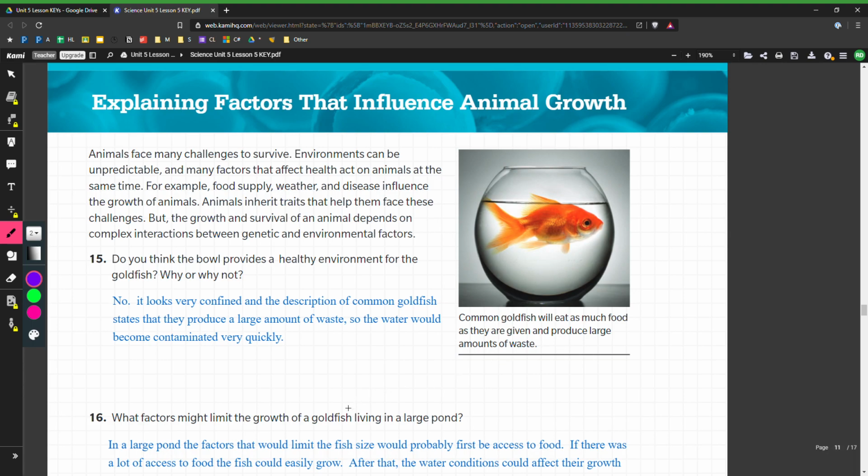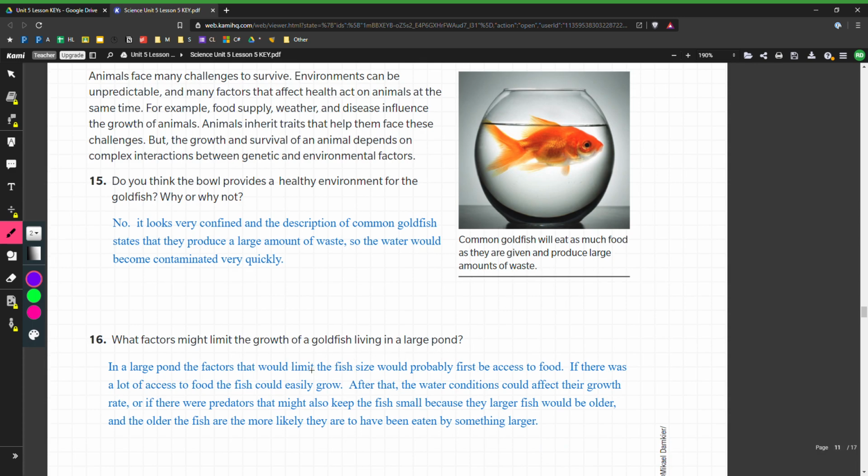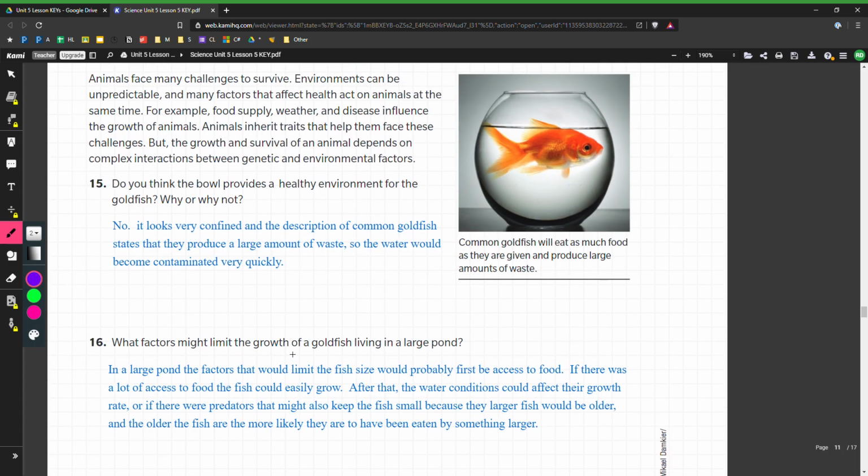What factors might limit the growth of the goldfish living in a large pond? So if it was living in a large pond, what might limit its growth? That could be lots of things. It could be water conditions, like pollutants in the water. It could be how much oxygen's in the water. It could be literally the size of the pond, how many other fish are living in it, what food's available to it, all those types of things.